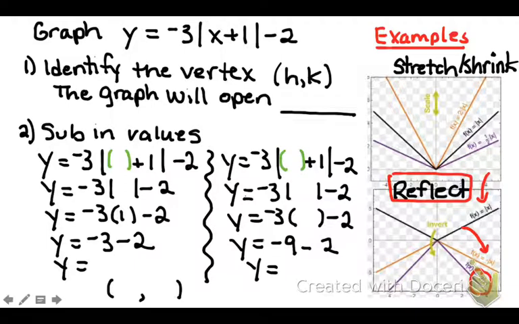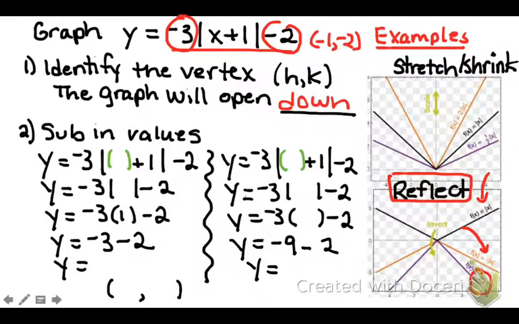We're going to graph y equals -3 times the absolute value of x plus 1, minus 2. So the first thing we need to do is identify the vertex, and we said the vertex is the ordered pair (h, k). So take a moment and see what you think the vertex is. The vertex is going to be (-1, -2). The -2 is obvious. The 1, remember it's x minus h, so the double negative is needed to make it a positive. And the graph will open down because the value in front of the absolute value is negative.